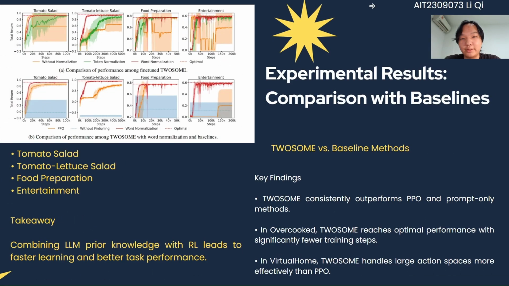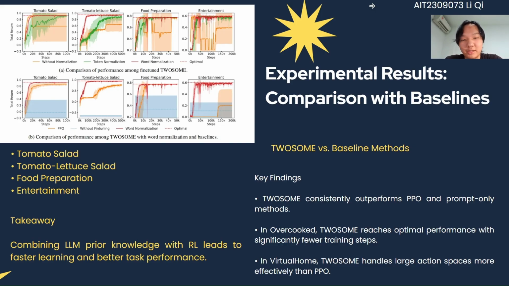Hi, here's Lishi, and let's see the experimental result comparison with the baselines. In this figure we can see TWOSOME compared with PPO and prompt-only methods across 4 tasks: tomato salad, tomato lettuce salad, food preparation, and entertainment. We can see that TWOSOME consistently achieves higher returns and converges much faster than the baselines. In the more challenging tomato lettuce salad task, PPO requires over 500,000 training steps, while TWOSOME reaches nearly optimal performance within about 80,000 steps.